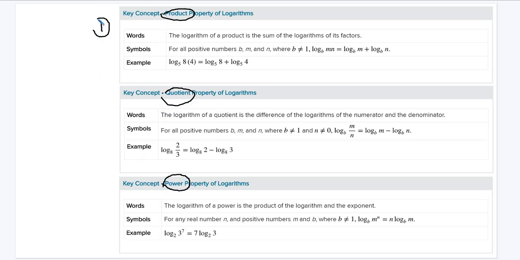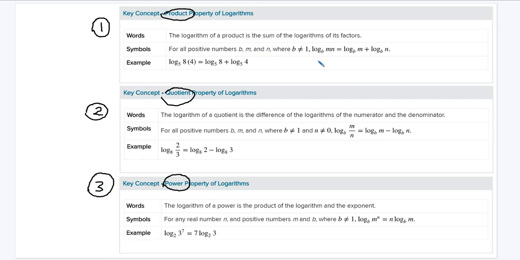We had similar ones in the exponential equations. They have exactly the same names: product rule, quotient rule, and also the power rule. So actually they correspond to those 3 formulas here. Okay, so let's start with the product rule.